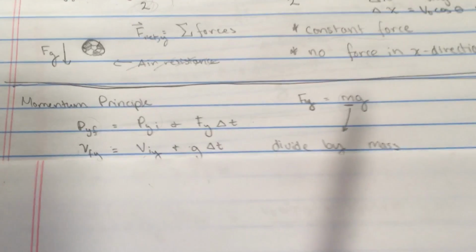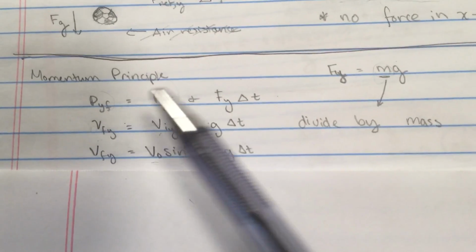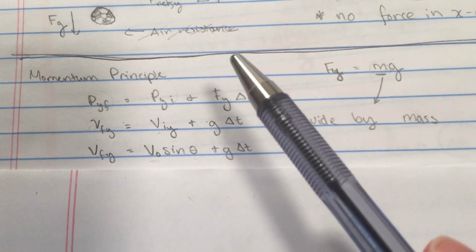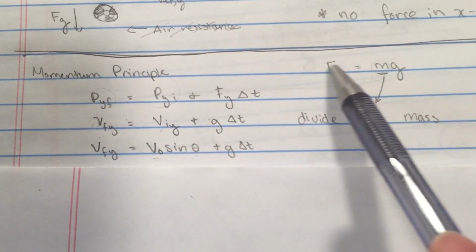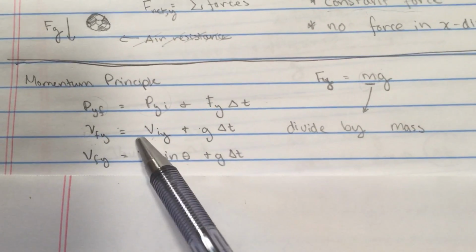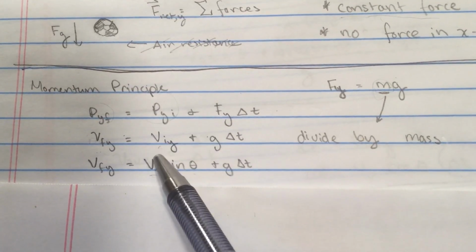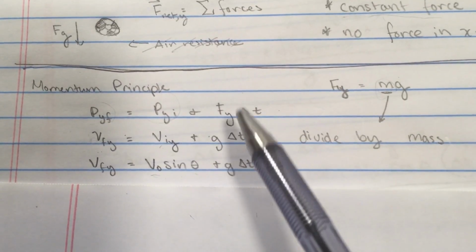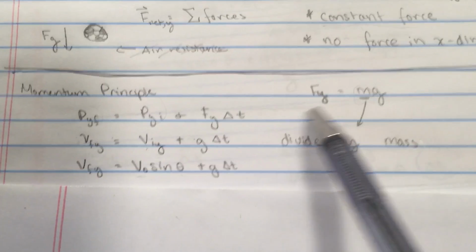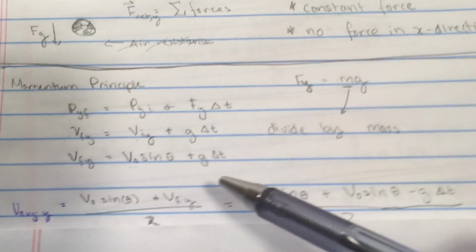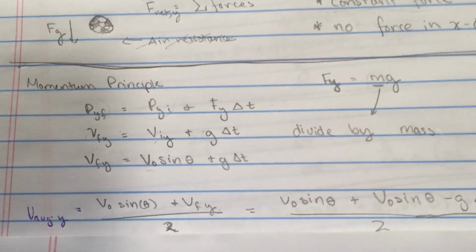Okay, moving on. We know the momentum principle to be the final momentum equals the initial momentum plus the force in the y times delta t. So from here, if we simply divide by mass, we get the final velocity of y is equal to the initial velocity of y plus g times delta t. We can see that F of y is equal to mg here, so dividing by mass will simply give g, which simplifies the equation.